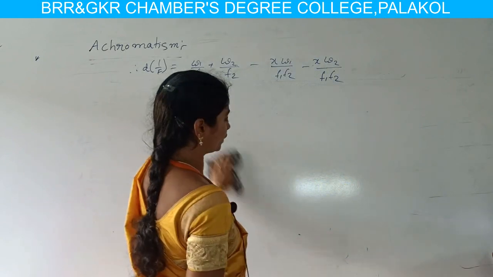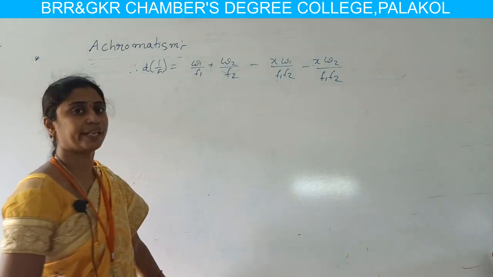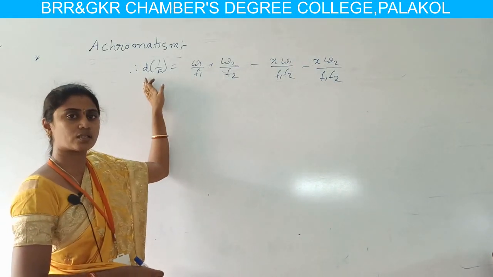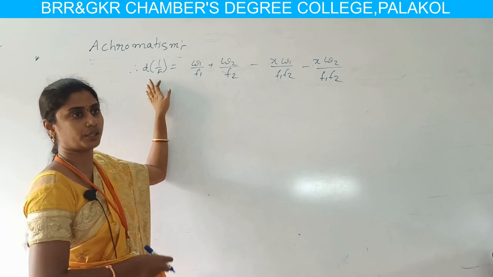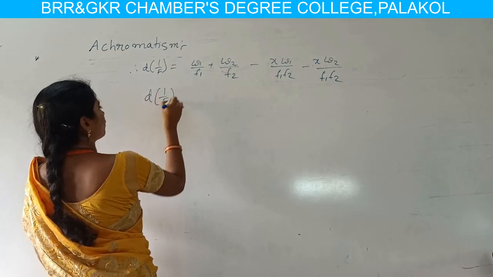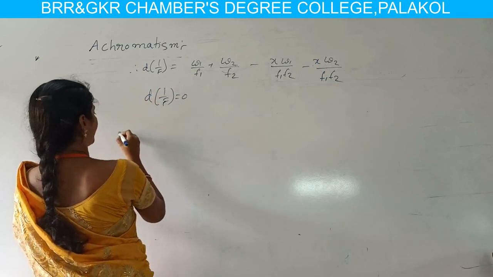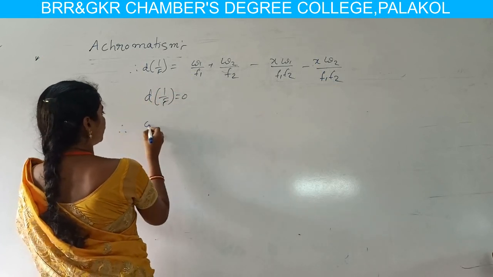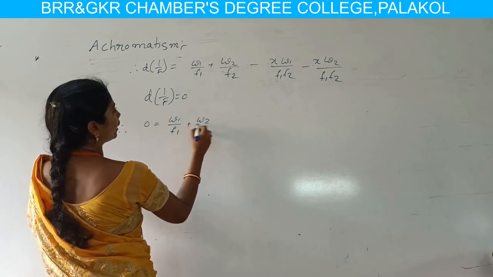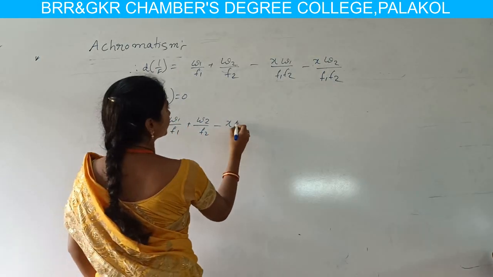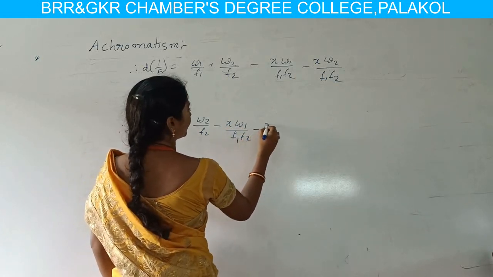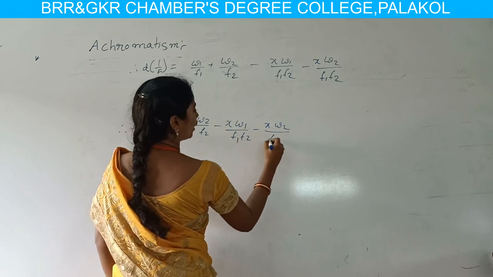here the refractive index is varying with the color, hence the focal length should not vary from color to color. So this value is considered as 1 by f equivalent to 0. By substituting this, the equation becomes 0 equivalent to ω1 by f1 plus ω2 by f2 minus xω1 by f1 f2 and also minus xω2 by f1 f2.